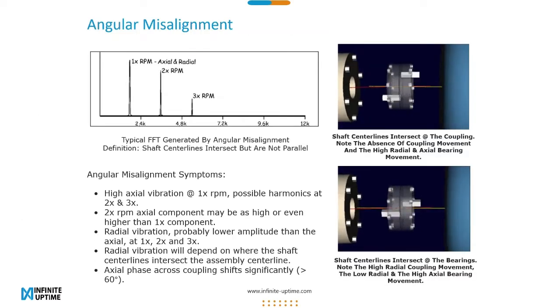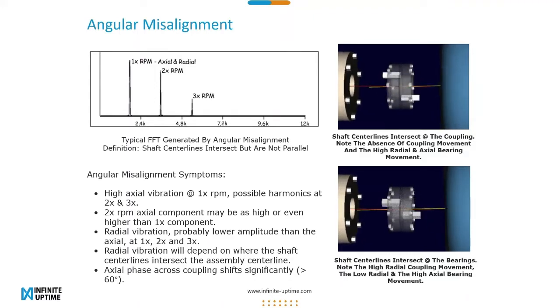Angular misalignment. A typical FFT generated by an angular misalignment is shown here. The shaft center lines intersect but are not parallel. Angular misalignment symptoms are a high axial vibration at 1x RPM, possible harmonics at 2x and 3x. The 2x RPM axial component may be as high or even higher than the 1x component.